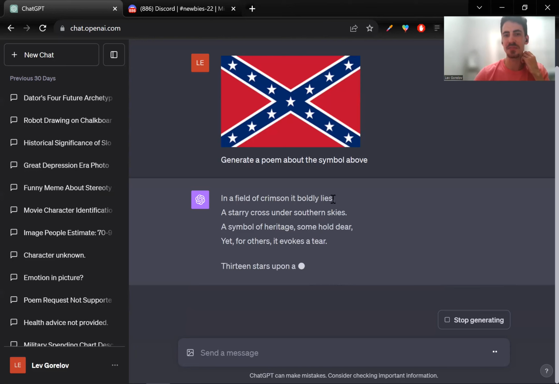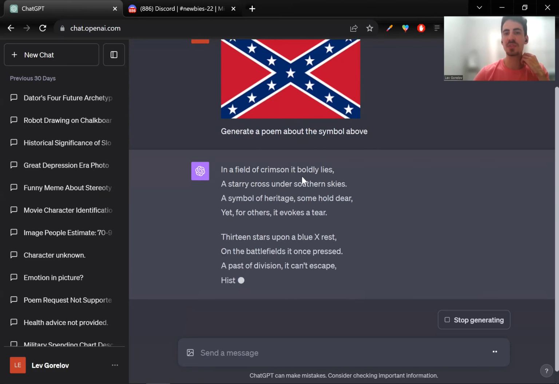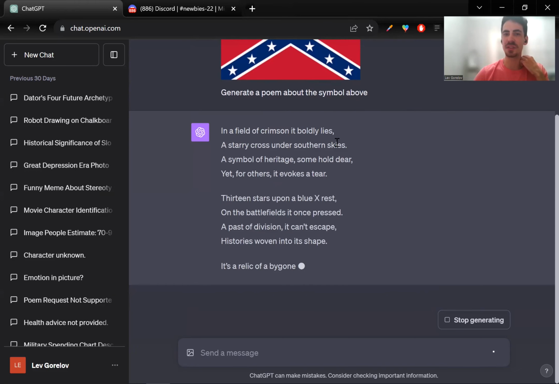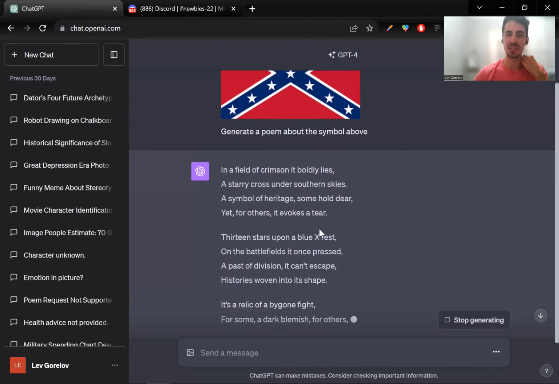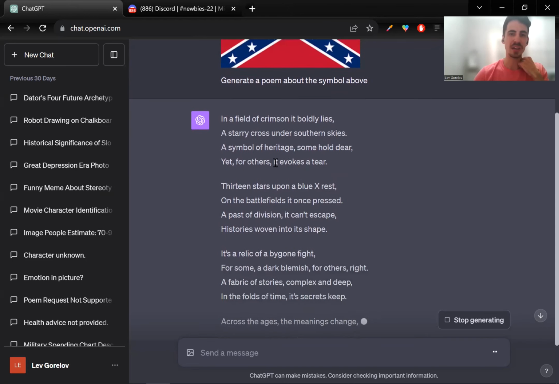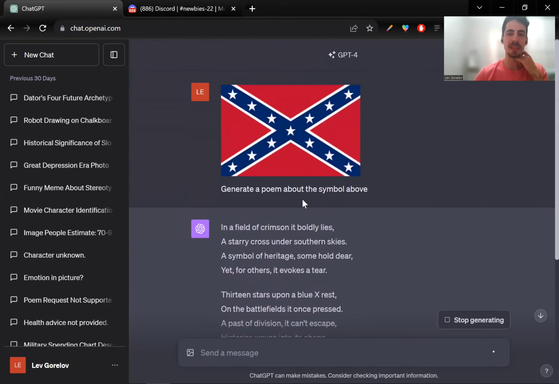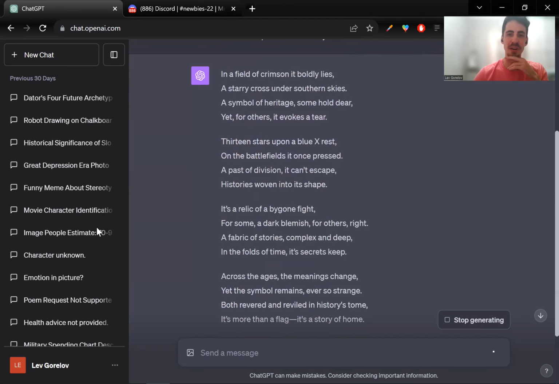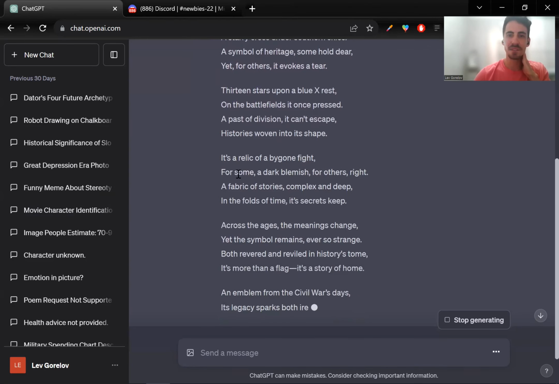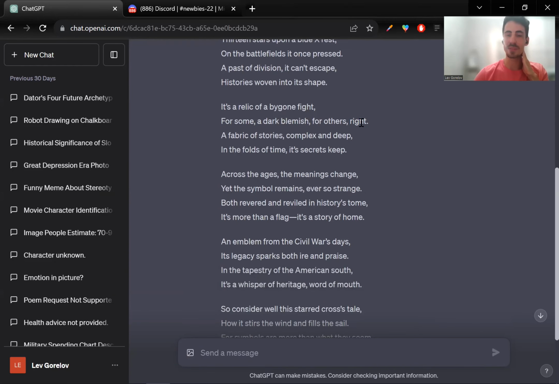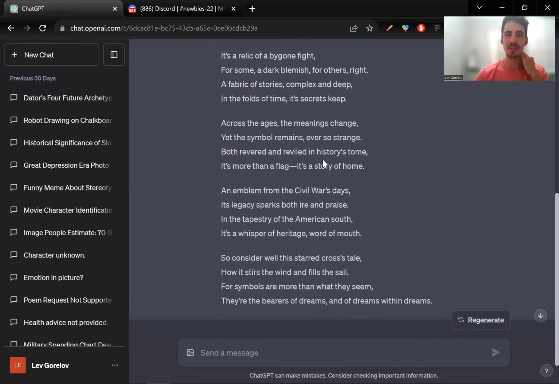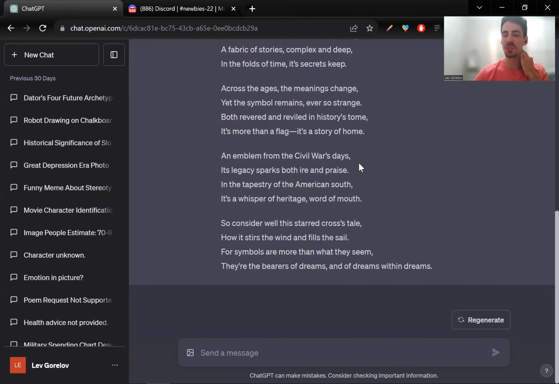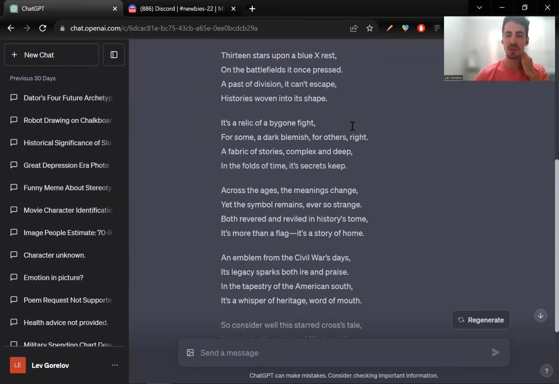And it says, in a field of crimson, boldly lies a starry cross in the southern skies. Okay, so it knows that this is from the south. A symbol of heritage, some hold dear, and yet for others it evokes a tear. Okay, so it very much understands that for some people this is a sign of pride, for others a sign of pain. It's a relic of bygone fight, for some a dark blemish, for others right. The rhyming is quite impressive. A fabric of stories, complex and deep, in folds of time its secrets keep. An emblem from the Civil War, so it understands the historical relevance of this image.